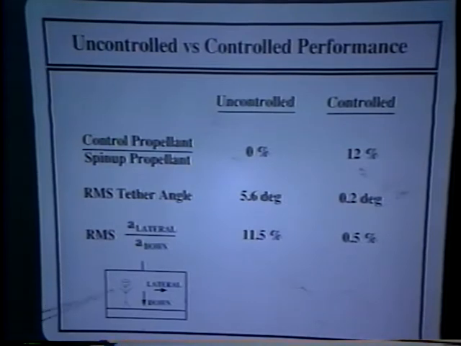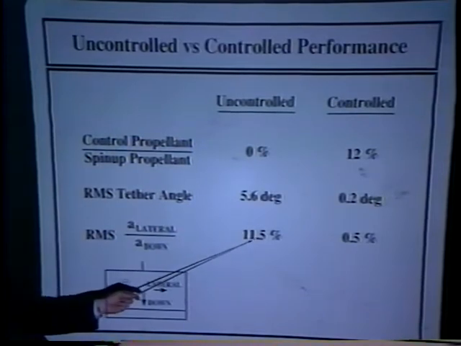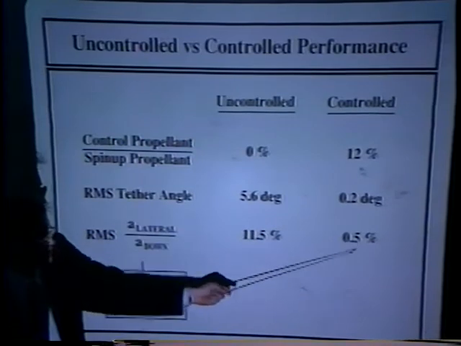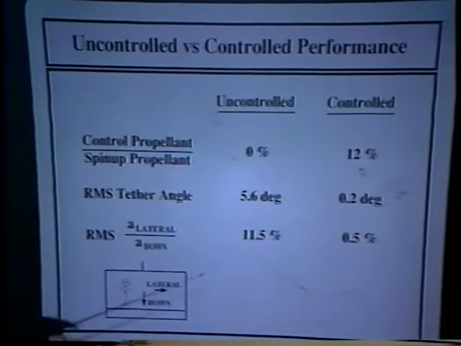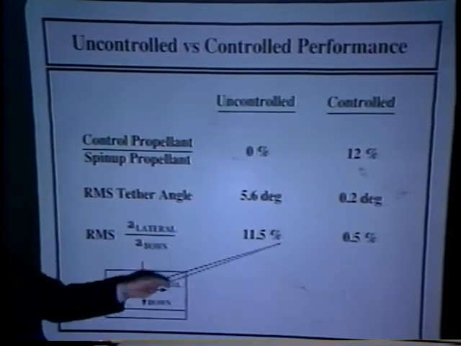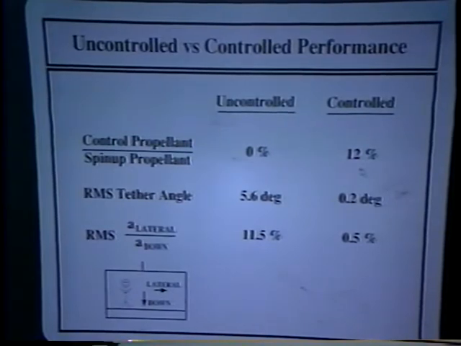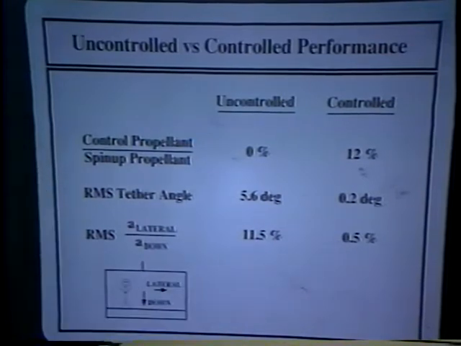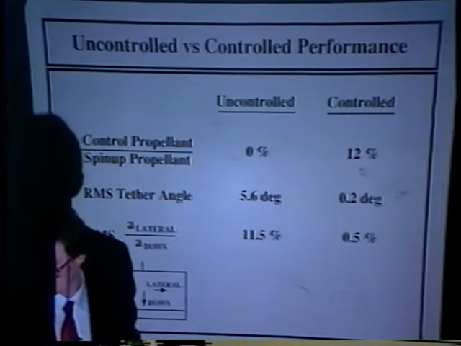And of importance to someone who would be in one of these modules, the lateral accelerations experienced in the module divided by the nominal artificial gravity level here was about 11.5% root mean square, whereas in the controlled case it dropped to about 0.5%. This is sort of like what one would feel in a yacht tossing on a high sea and would make a person sick very quickly, whereas this is sort of like riding in your Cadillac down the freeway, barely perceptible lateral acceleration.